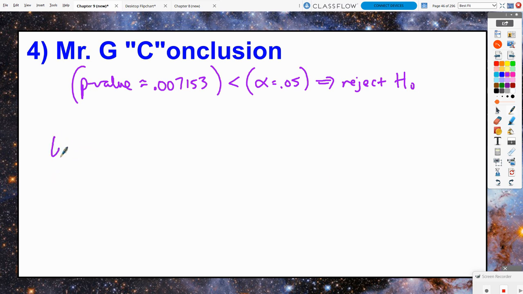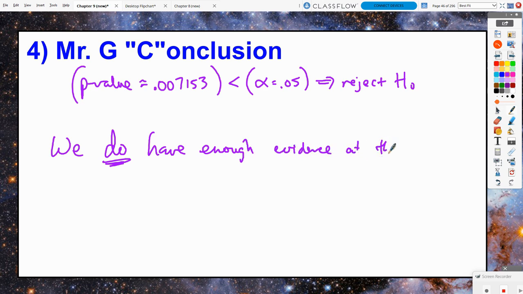So now we're going to state that we do or do not have. Which way did it go? Well, since we reject, we do have enough evidence. We do have enough evidence at the alpha equals 0.05 level to conclude, and remember, we're trying to conclude the alternate hypothesis. What was the alternate hypothesis?